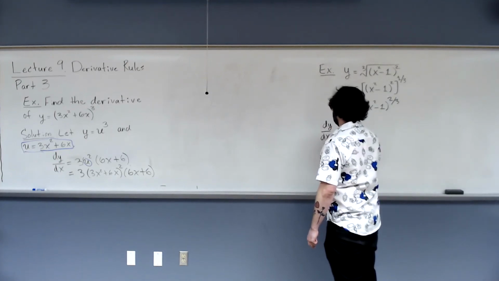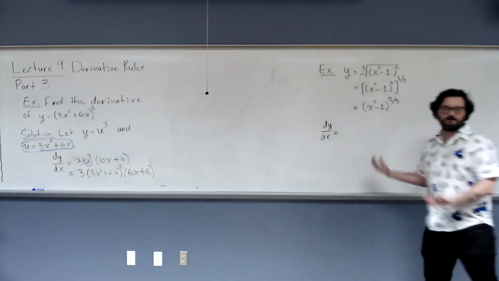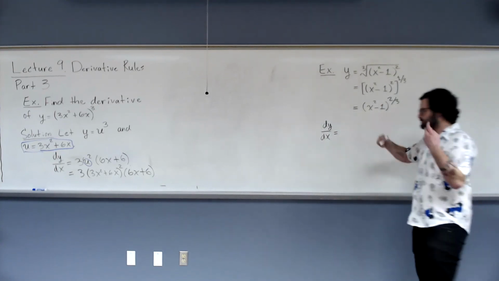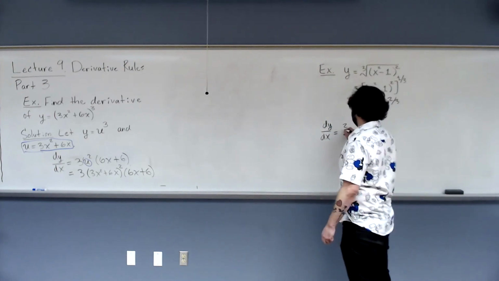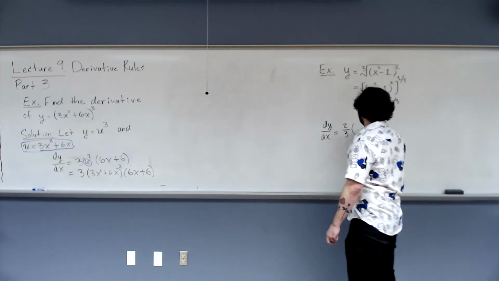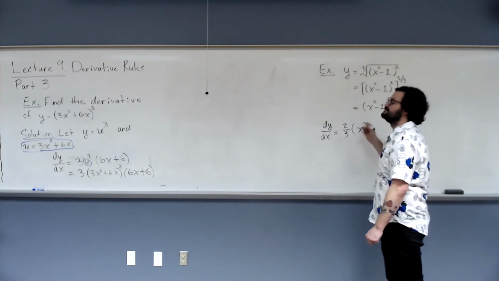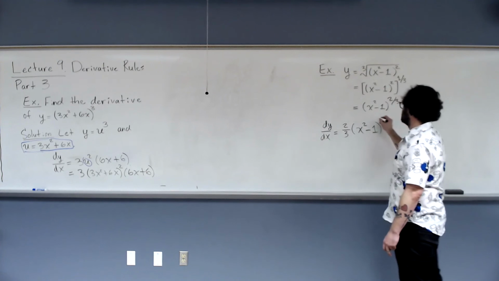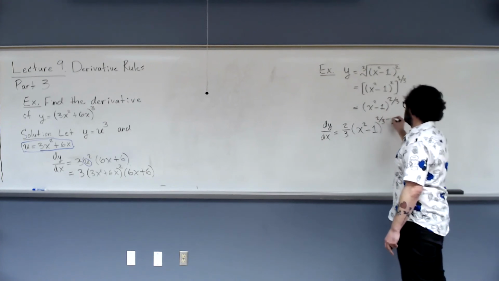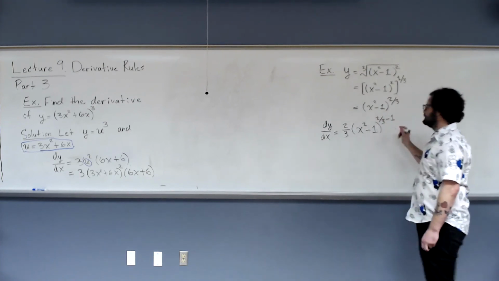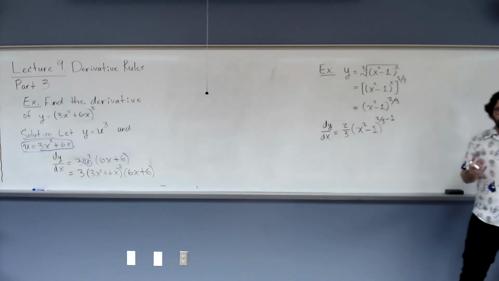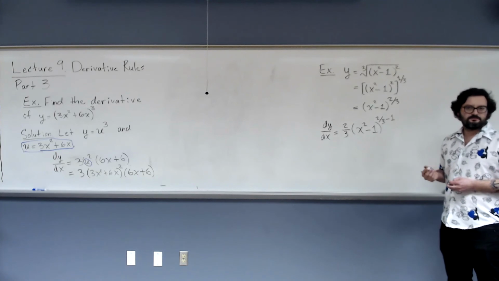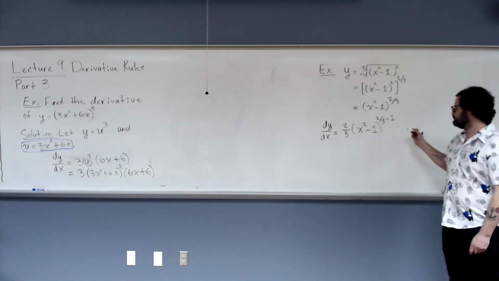Okay, so for dy/dx, we apply the power rule. That is a rational number up there, a ratio. It's going to be 2/3 times the inside function to the power 2/3 minus 1. So that's the derivative of the outside part, times the derivative of the inside part, which is just 2x.